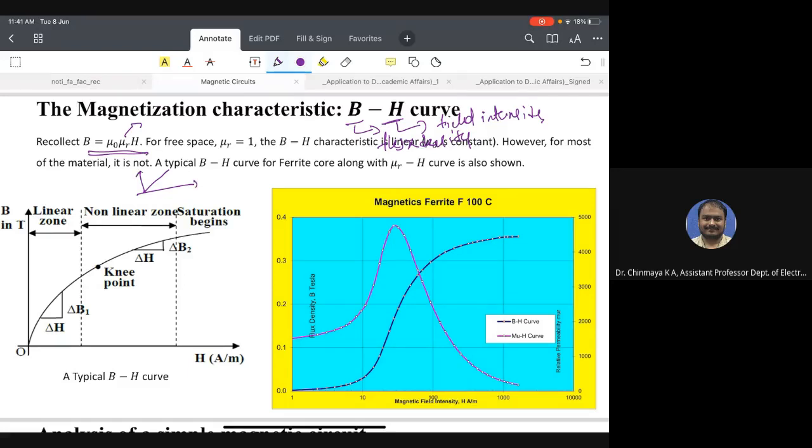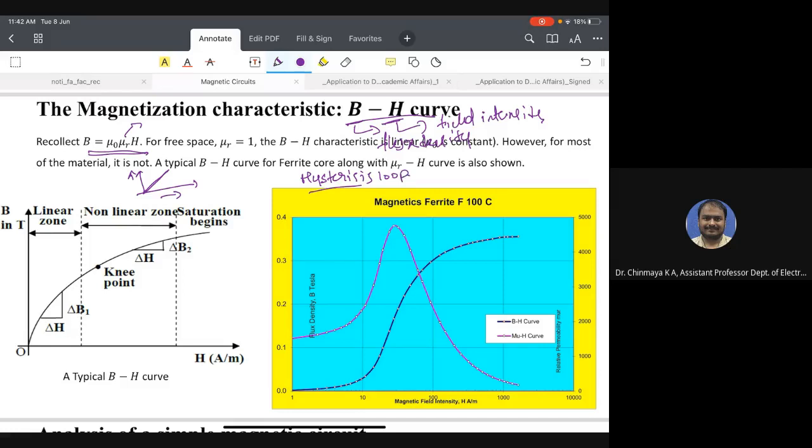As we increase the field intensity, the magnetic flux lines won't increase linearly in a ferrite material. So it depends on the material. That is why we need the BH curve or BH loop. We call it the BH loop or hysteresis loop.